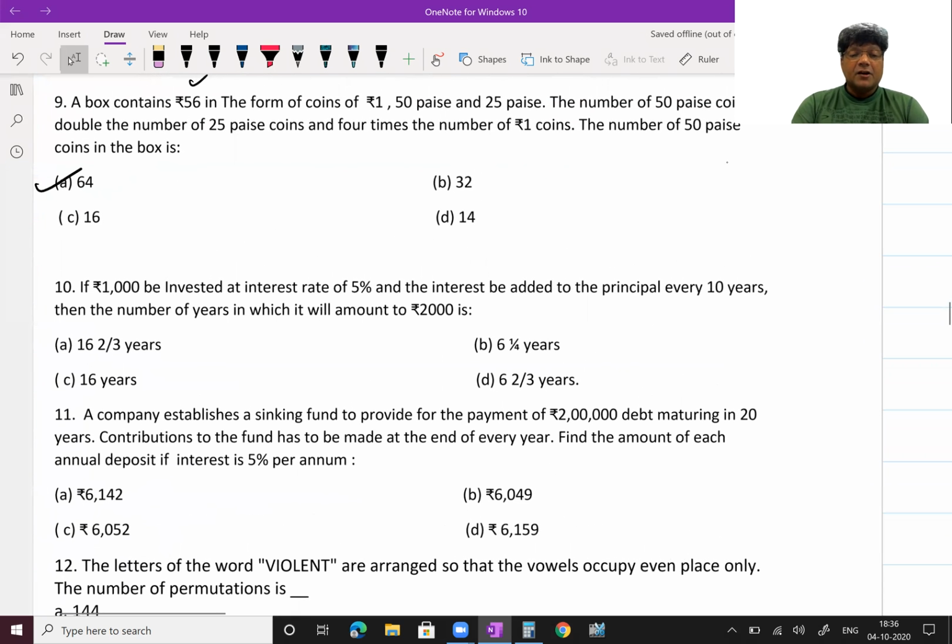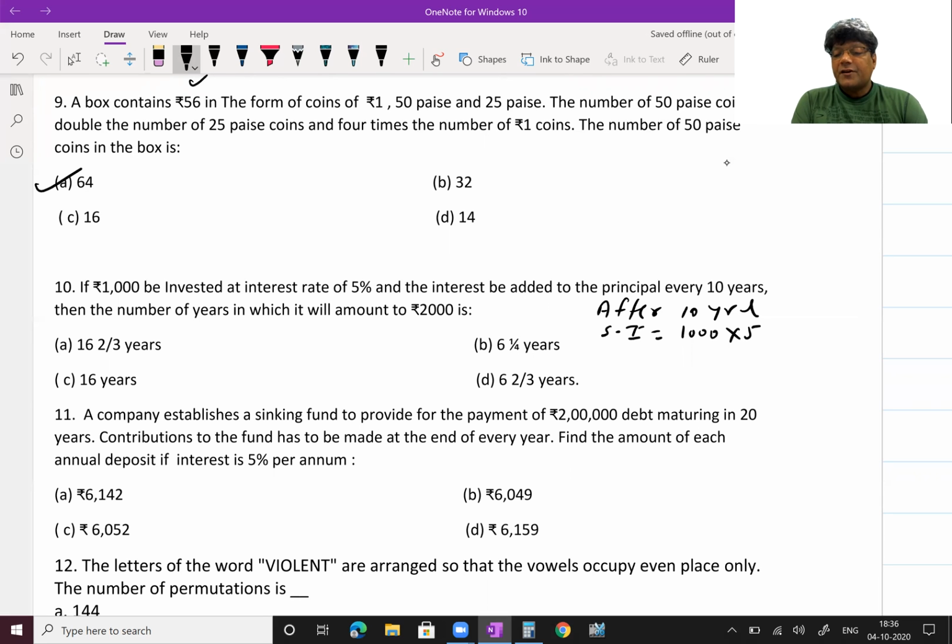Look here. 1,000 rupees you will invest at the rate of 5%. So first you calculate the 10 years interest, because you have to add that interest after 10 years. So after 10 years, the simple interest formula we will have to use. Principal 1,000, rate of interest 5, time 10 years, divided by 100, PTR by 100. Zeros cancelled, it became 500. That means after 10 years, the interest will come out to be 500.